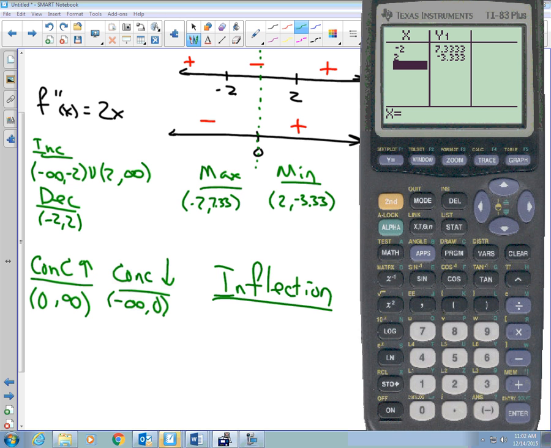Where's the point of inflection? Where the second derivative changes sign, right. So if I change from negative to positive, I have an inflection point at 0. If you plug in 0, you get 2. So those are all the important characteristics and aspects of that graph.